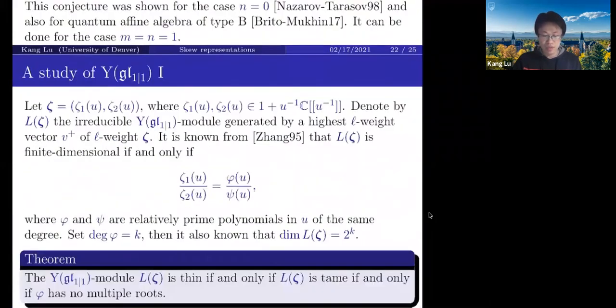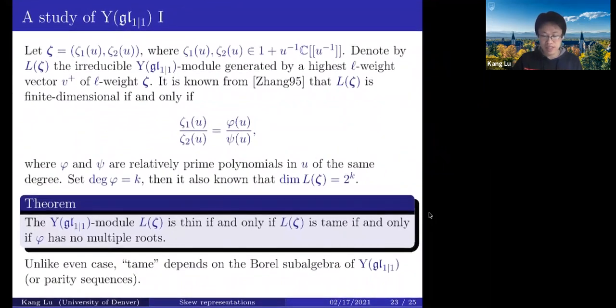So I will just discuss one more slide. So what happens for the GL(1|1) case? In the GL(1|1) case, any irreducible module has a pair of two such power series. It turns out the irreducible in this case is finite dimensional if and only if the ratio of those two series is a rational function. So this is a rational function. All those two guys, they are polynomials of the same degree and they are monic polynomials. And we can assume further they are relatively prime because you can cancel common factors. Then if the degree of this guy is k, then you can figure out that the dimension of this irreducible module will be 2 to the power k.